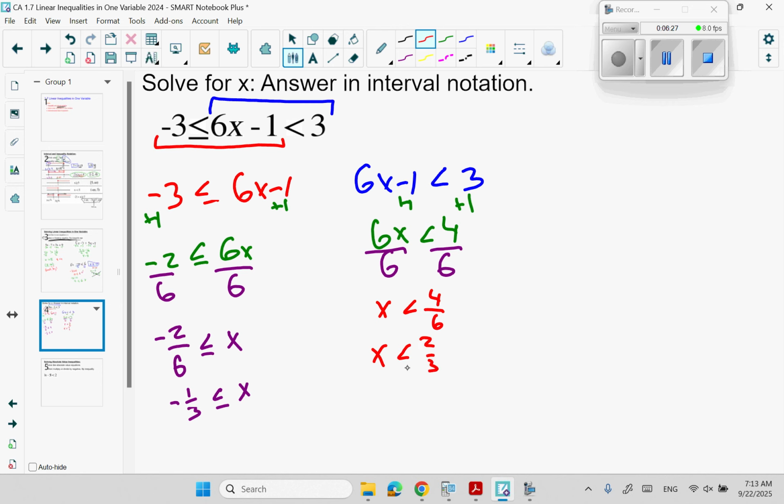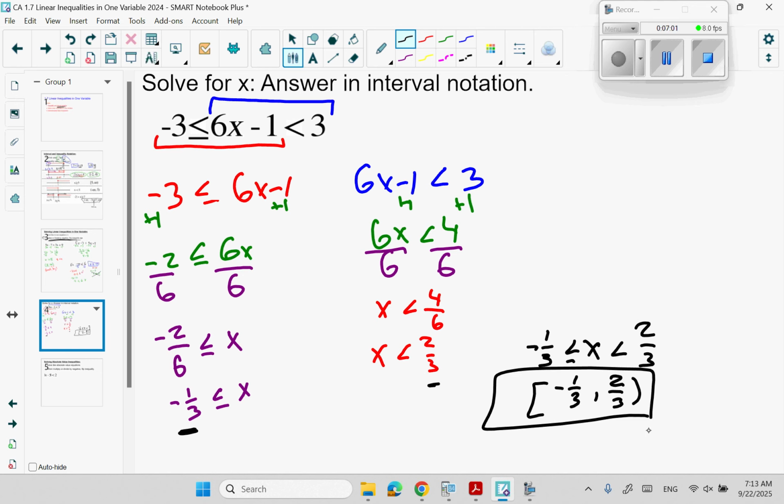Now, we should write them smallest to biggest. So negative 1/3 less than x, x is less than 2/3. Because a number can be true for both of these at the same time, we can write these as one inequality. More specifically, the x ends up in the middle. So when I go to write this, I would be bounded by these two numbers. So I only have one interval to worry about and write down.